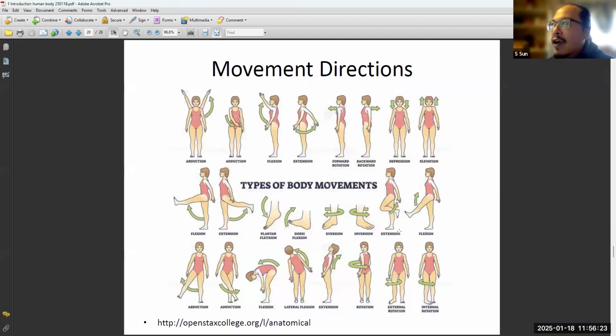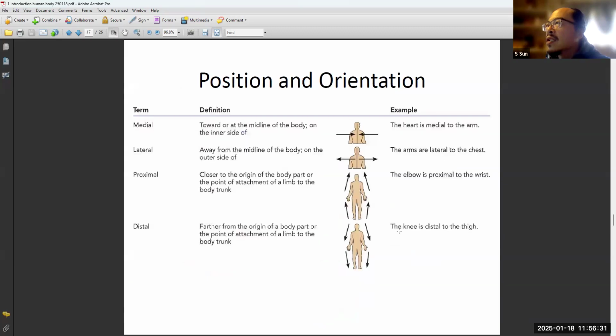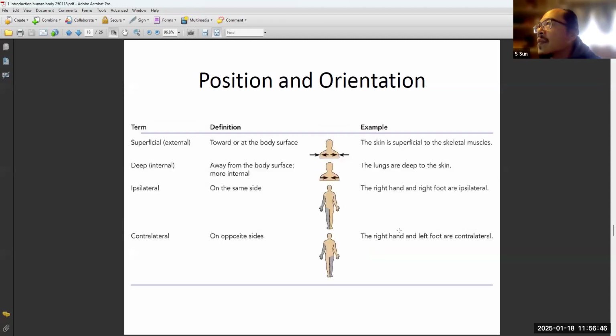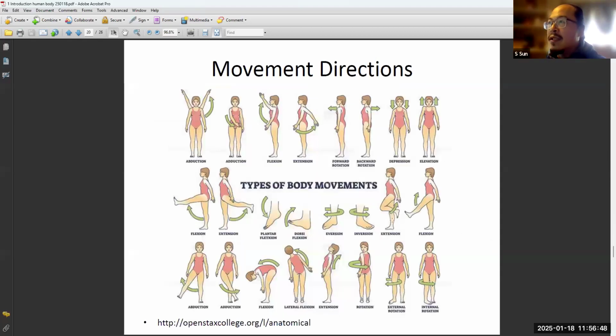We also have movement direction. This is in addition to when we talk about these. This is not movement, this is just still, where we talk about medial, lateral, superior, inferior. We can also talk about the direction of the movement. The direction of movement includes abduction, meaning moving away from the medial, and adduction, moving toward the medial.